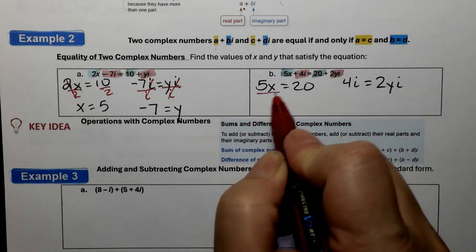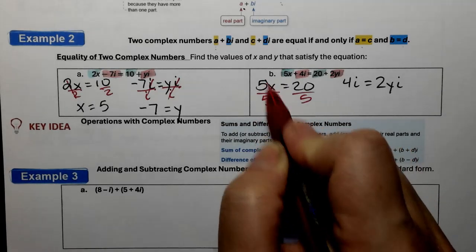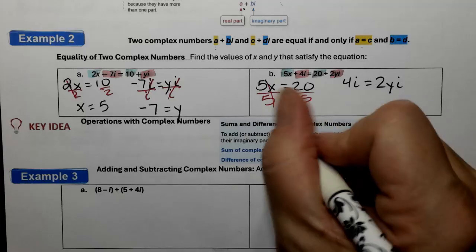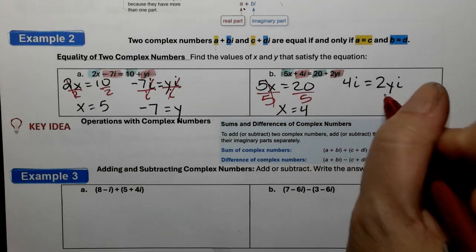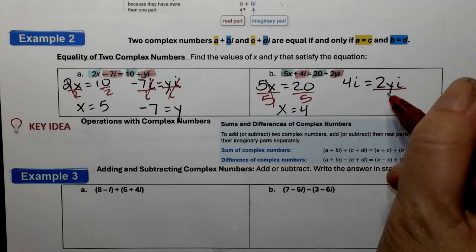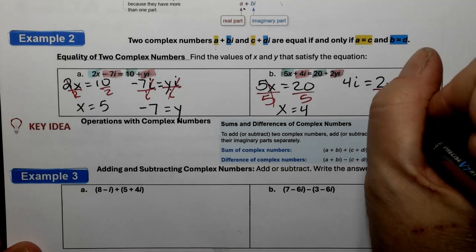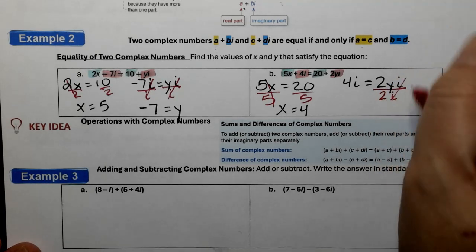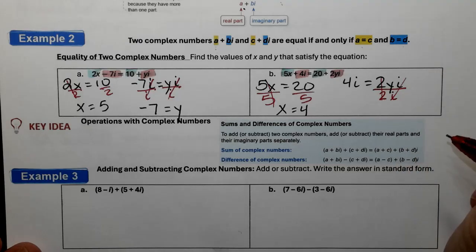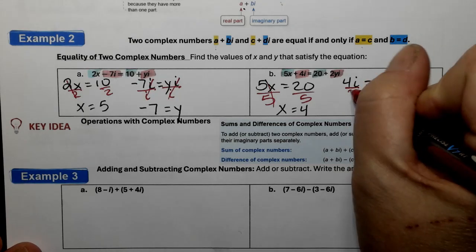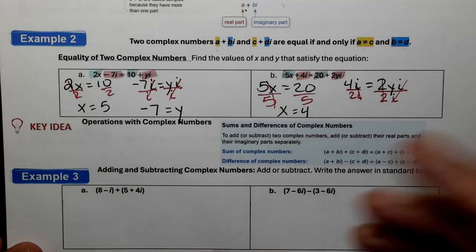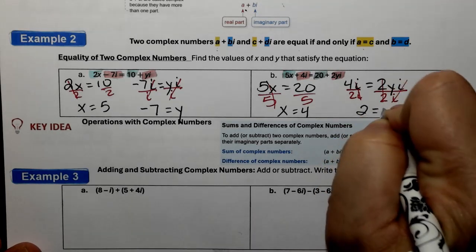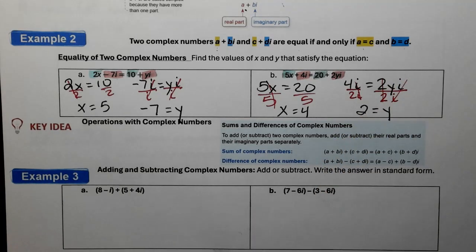So we would divide this side by 5, just as usual, and we get x equals 4. And then this time we have a 2 and an i with the y. We can divide by both of those at the same time. So those i's would cross out, that would become 1. We divide over here by 2i, the i's cross out, we got 4 divided by 2, which is 2. So we'd say 2 equals y. And that's literally all there is to those types.